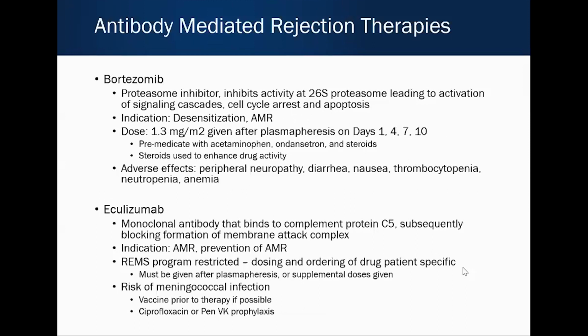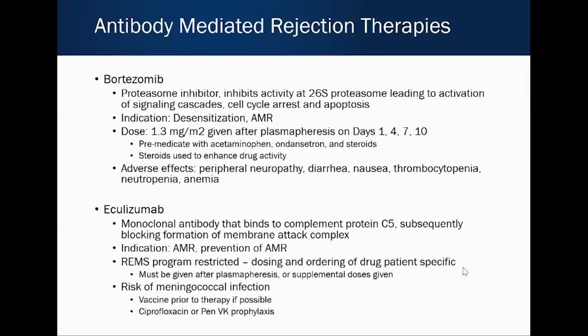Our bortezomib, or Velcade, is a proteasome inhibitor and inhibits the activity of the 26S proteasome, essentially leading to cell cycle arrest and apoptosis of our plasma cells. So reasons to give bortezomib within the confines of transplant would be desensitization, or AMR. Also, our AL amyloid patients may be receiving bortezomib or Velcade. It's given at a specified dose, 1.3 mg per meter squared. It's given after plasmapheresis based on this schedule of days 1, 4, 7, and 10. So every 72 hours is how that falls out.